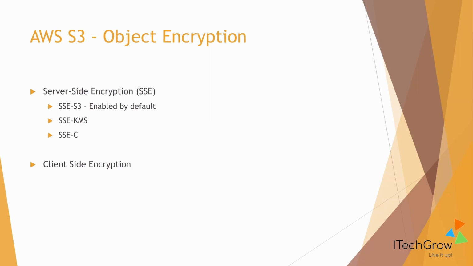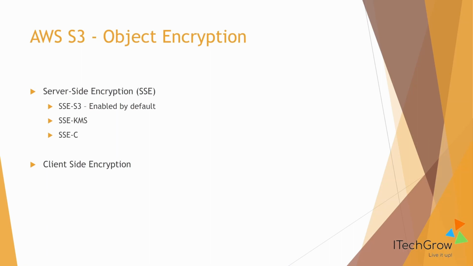So the first one is SSE-S3. It is the default method. That is server-side encryption with Amazon S3 managed keys. So this key is managed by Amazon itself. And the next one will be SSE-KMS, that is server-side encryption with a KMS key stored in AWS KMS. The encryption key will be managed by the AWS Key Management Service.